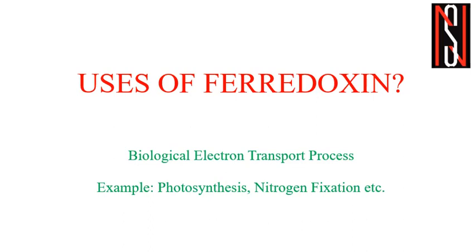So what are the main uses of ferredoxin? So far we have come to know that ferredoxin is one kind of redox protein. Redox protein means that in that protein some kind of oxidation and reduction reactions are going on simultaneously. So basically we get some kind of electron transport process. Mainly the ferredoxins are used in biological electron transfer processes like photosynthesis, nitrogen fixation, etc.